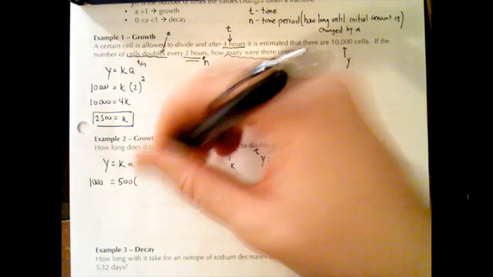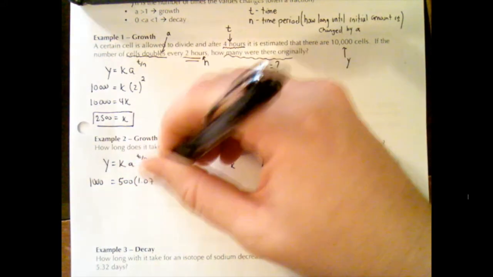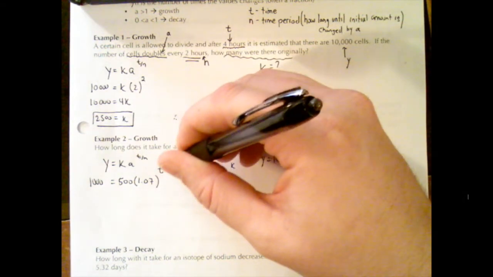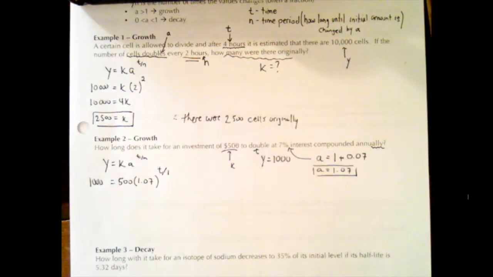So our growth factor, our change factor, is 1.07. What do we know about our exponent? Well, we know that it's interest compounded annually, so it's per year, so t per year, or t divided by 1, which is just t. So in this case, we're actually solving for the exponent.